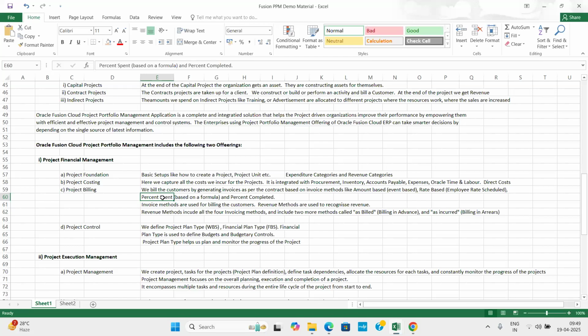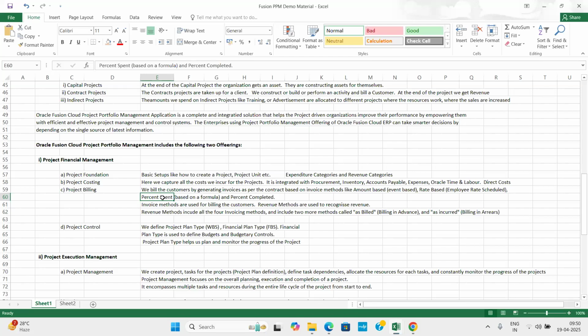Revenue methods include all the four invoicing methods and include two more methods called as billed, billing in advance, and as incurred, billing in arrears. So this is how we bill the customers. That's called the project billing method module. It says how to bill the customer, at what event or at what stage, periodic basis, cost plus basis. Cost based also you can take up the project. You can say what all I spend, 10% add on for me. Like that, cost based billing methods can be there.